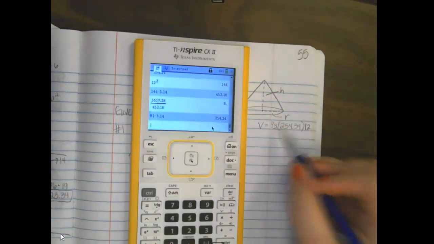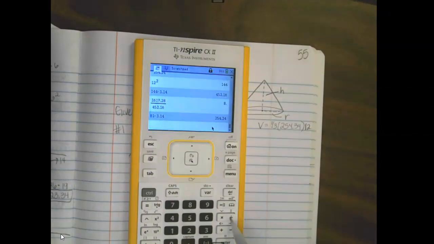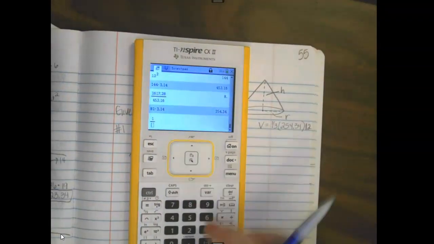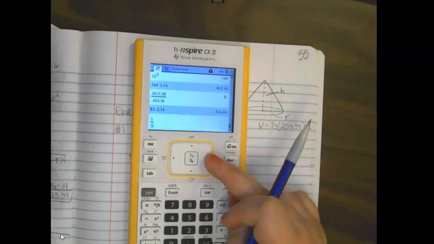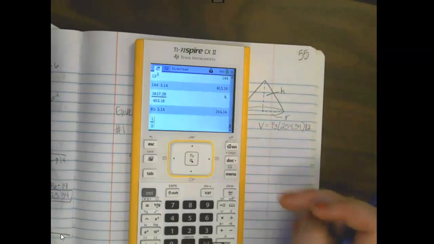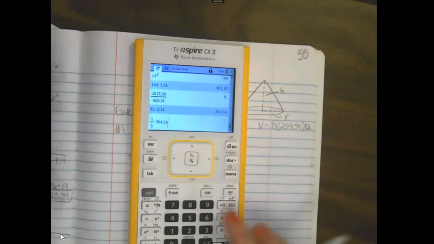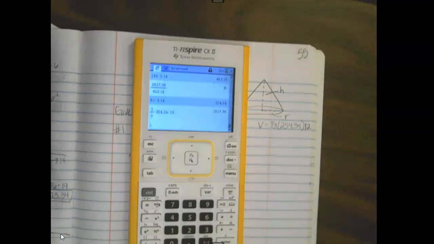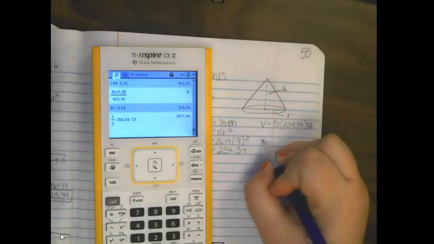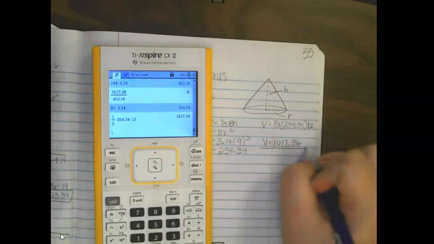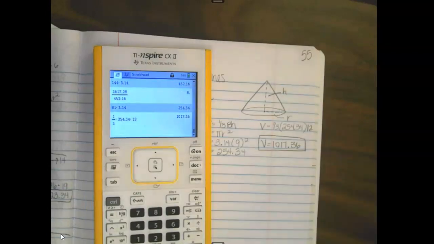So we're going to do 1/3. So I'm going to create a fraction. If you look right above this decimal, the divide, it's got a little fraction. I'm going to control the fraction. 1, go down to the 3. Then I'm going to hit the over button because I want it out of that fraction. I'm going to do times 254.34 times 12, which is 1,017.36. There's my volume.